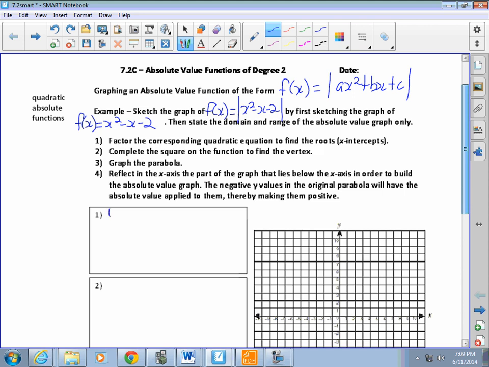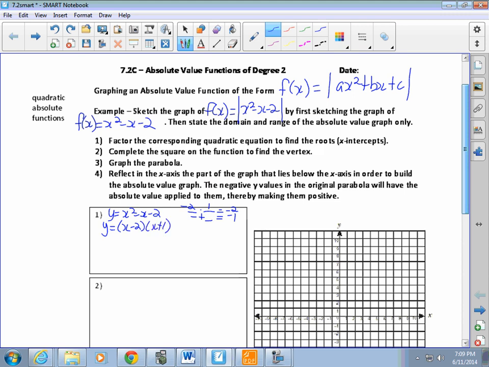So I have y is equal to x squared minus x minus 2. So product and sum says I need something that multiplies to negative 2 and adds to negative 1. So that would give me negative 2 times 1. So y is equal to x minus 2 times x plus 1.